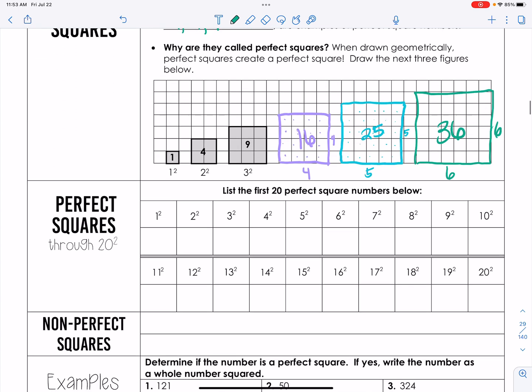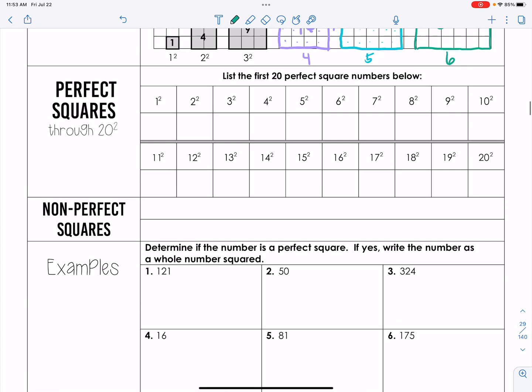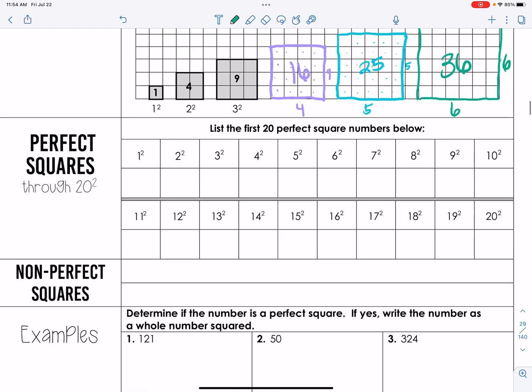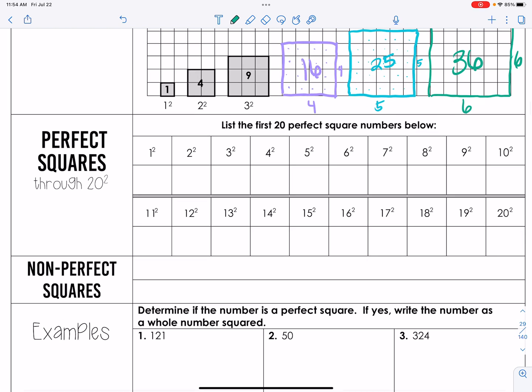In sixth grade, I'm not asking you to memorize all 20 of them, but like I said at the beginning, I do think as a sixth grader, you should have the first 10. 1 times 1 is 1, 2 times 2 is 4, 3 times 3 is 9, 16, 25, 36. We just drew those. 7 times 7 is 49. You should know that one. 8 times 8 is 64. You should know that one. 9 times 9 is 81. You should know that one. And then 10 times 10 is 100.